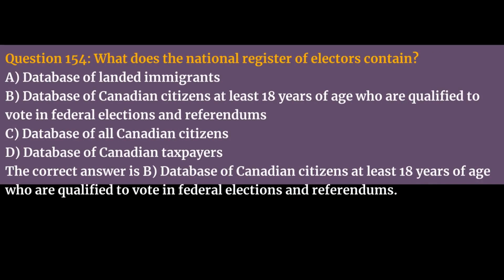Question 154. What does the National Register of Electors contain? A. Database of landed immigrants. B. Database of Canadian citizens at least 18 years of age who are qualified to vote in federal elections and referendums. C. Database of all Canadian citizens. D. Database of Canadian taxpayers. The correct answer is B. Database of Canadian citizens at least 18 years of age who are qualified to vote in federal elections and referendums.